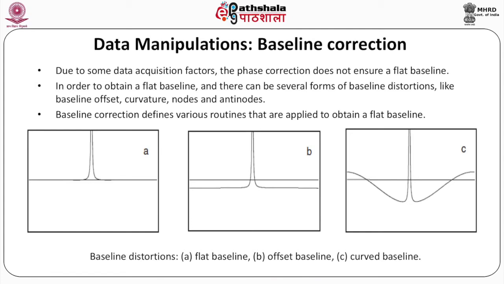In spectrum A, you see a spectrum which has a flat baseline. In the spectrum shown in B, you see that the whole spectrum is below the scale, and this is called the offset or DC offset baseline. And then you see a curved baseline which comes because of various errors, and these kinds of spectra need baseline corrections by following various routines.